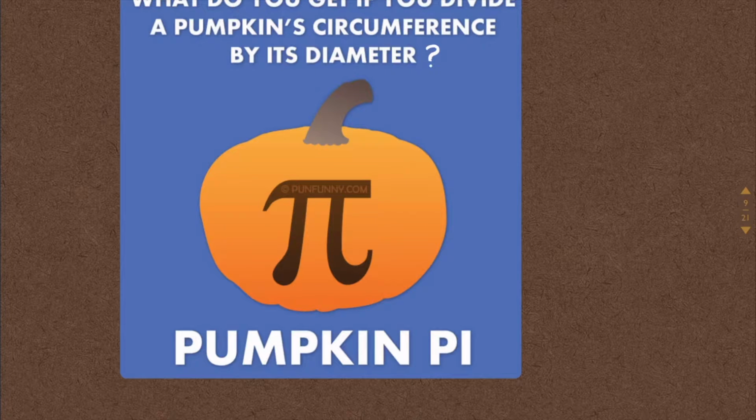Okay, we're in the season for this, so here goes. What do you get if you divide a pumpkin's circumference by its diameter? You get pumpkin pie.